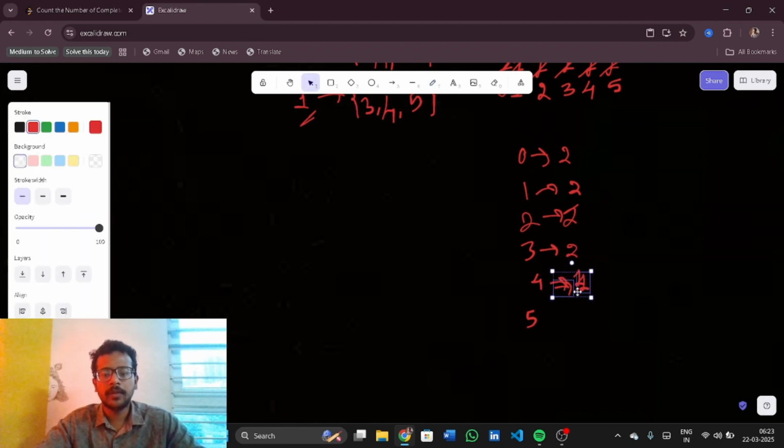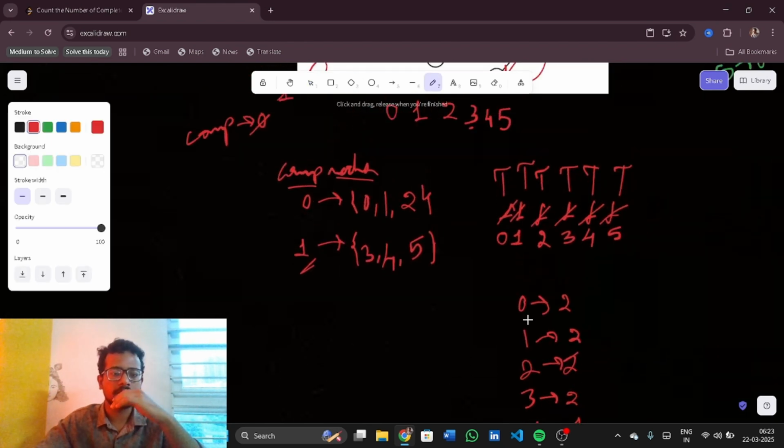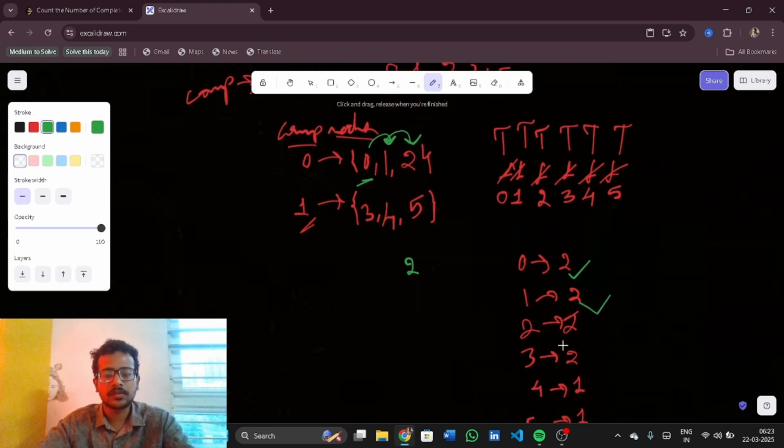Now let me see whether this holds. 0 should have degree of 2, and 0 has degree of 2, so go to the next node. 1 has degree of 2, so go to the next node. 2 also has degree of 2. So I will increment my answer here. Till now my answer would be 0, but I got a component which is completely connected, so I will increment it to 1. Now I go through component number 1, which has first node 3.